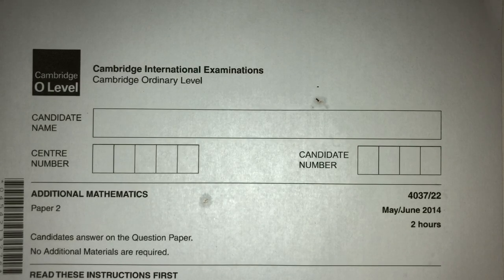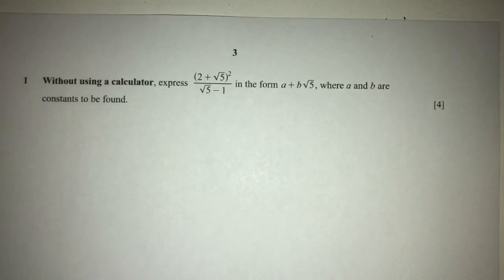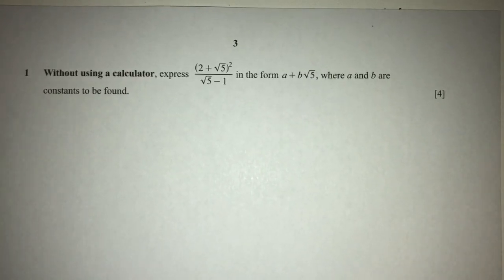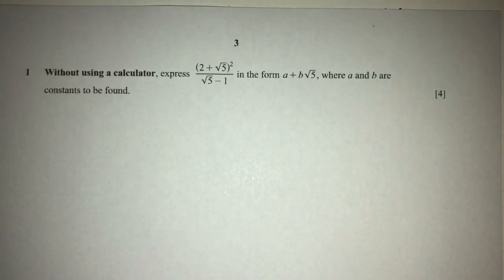This one is paper 2-2 of May-June 2014 for Add Math. So with that being said, let's move on to question number 1. Without using a calculator, express this expression in the form of a plus b root 5, where a and b are constants to be found.